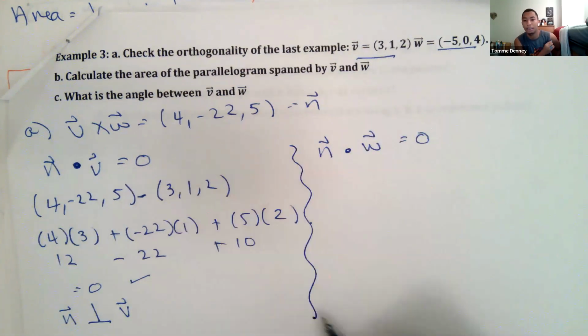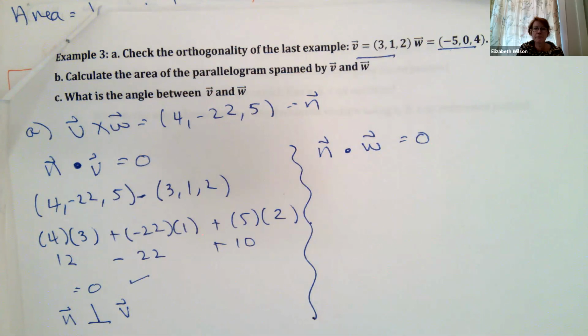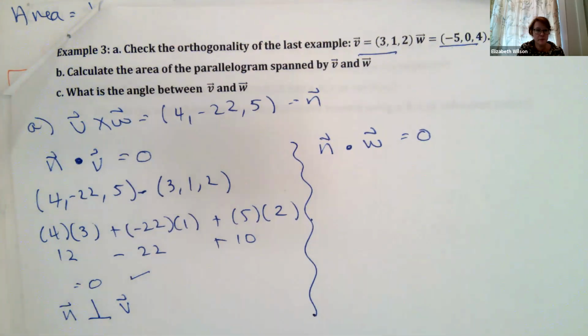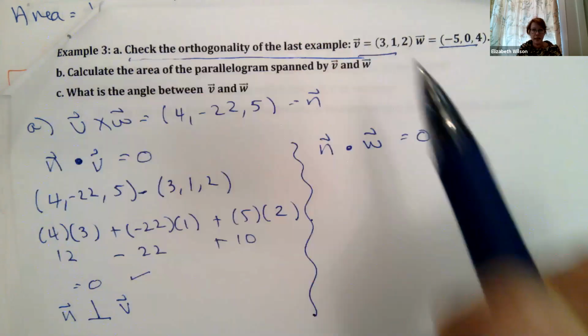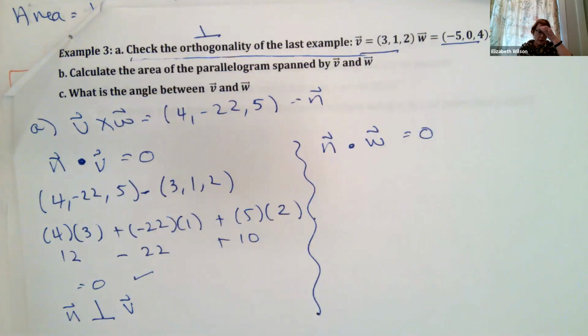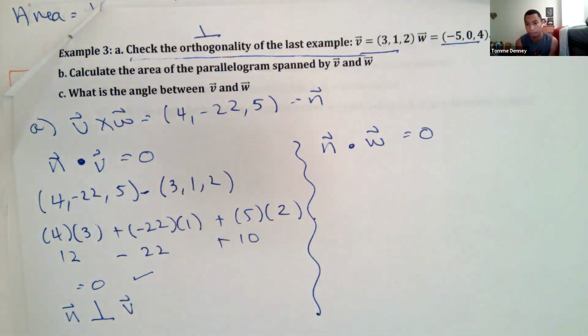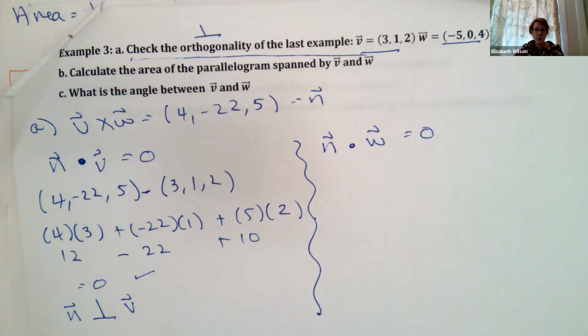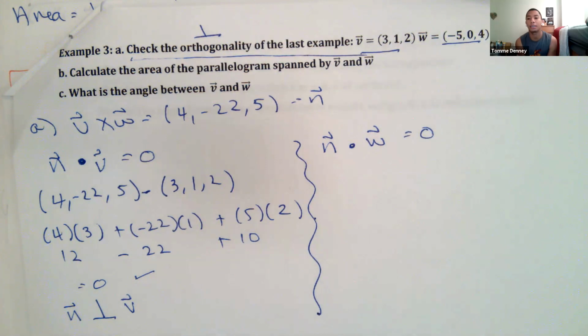Why'd you do N times V? We were told to. It said check the orthogonality of it. So orthogonality means, are these vectors perpendicular to each other? We made this claim that the cross product vector, the vector that we get as a result of taking the cross product, is normal to each individual vector. So that's what I'm checking right now. Oh, you took the normal vector and multiplied it times each. Right, yeah.